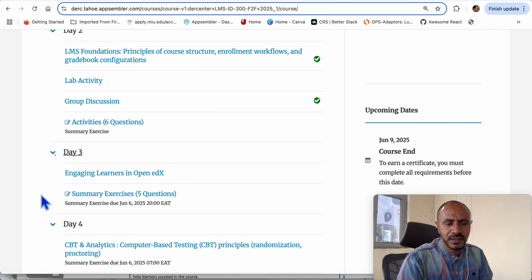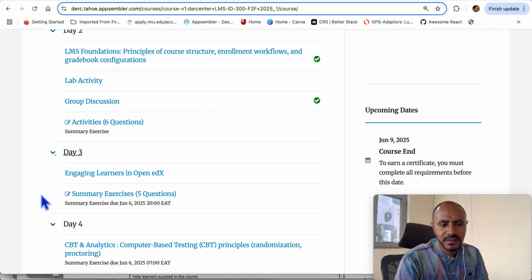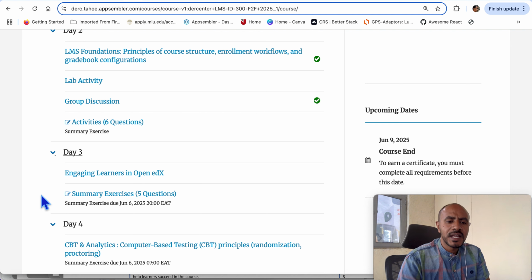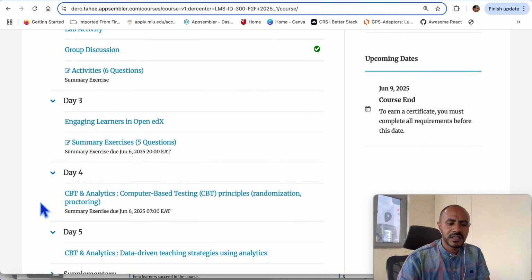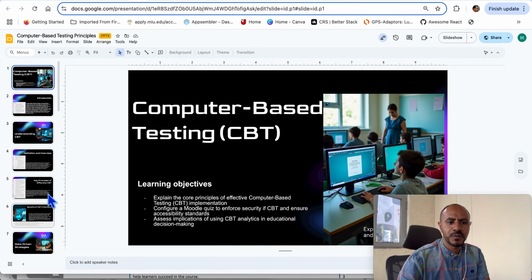So I think even at section 3, we had 2 more exercises. By now, we should be familiar with OpenEDX and should be able to create our own course materials and pretty much manage to deliver them to our students. Now at section 4 is where we introduce ourselves to computer-based testing.